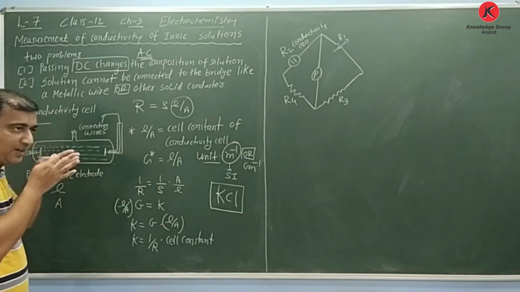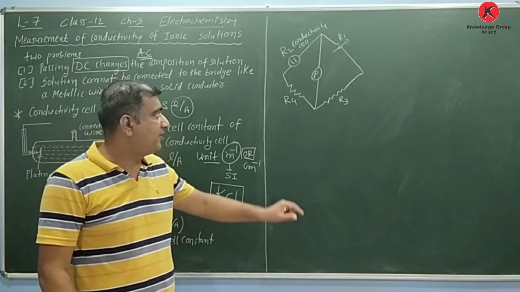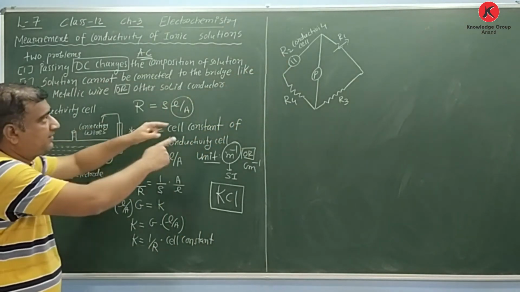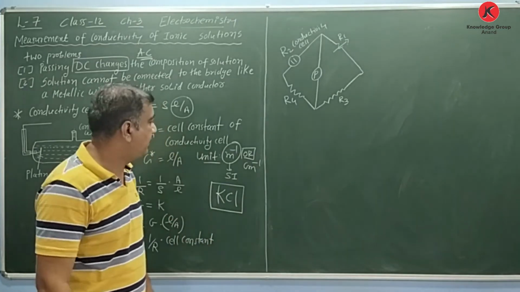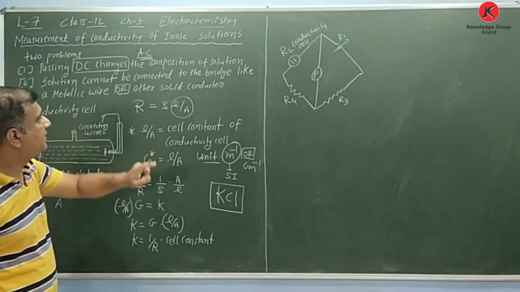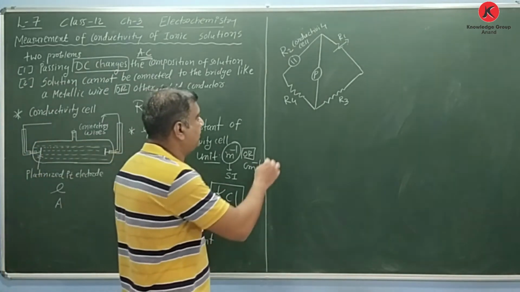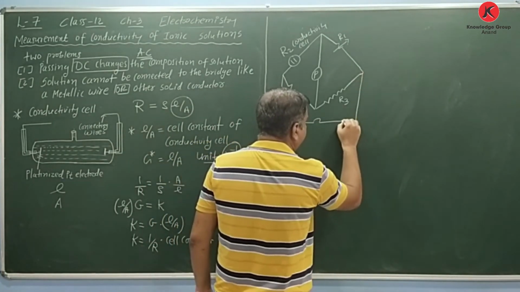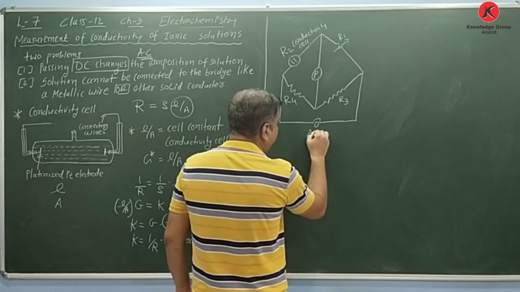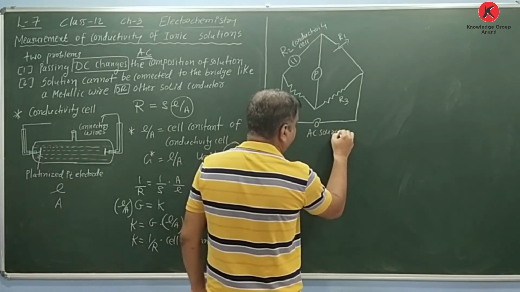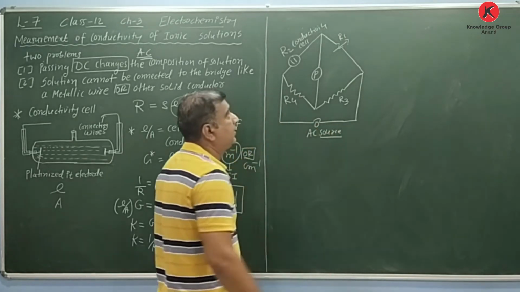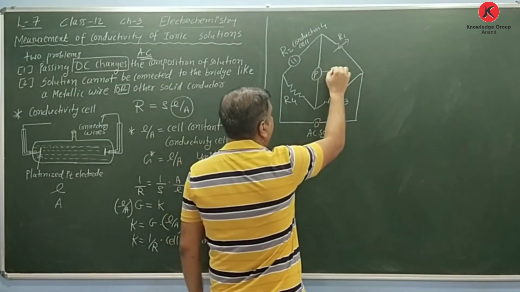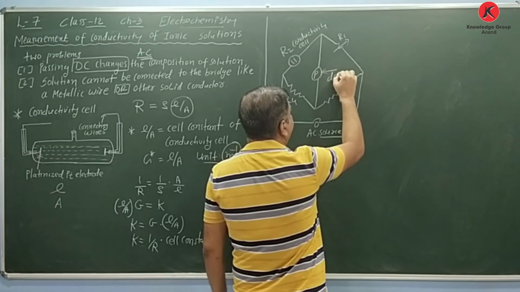Instead of the ionic solution, we connected the conductivity cell from this wire. Easily it can be connected. Now instead of DC current, we have to use AC. That means this will be the AC source. Now this is the experimental setup, and this will be the detector.